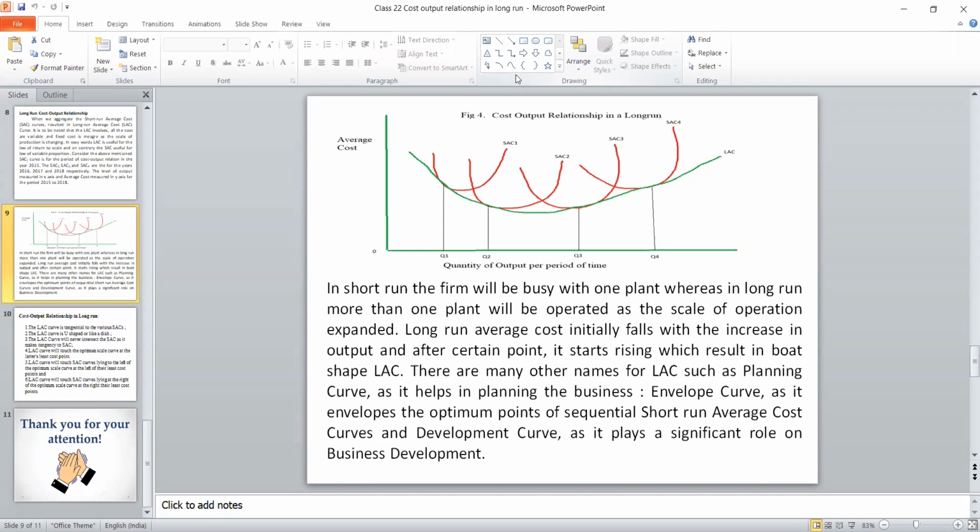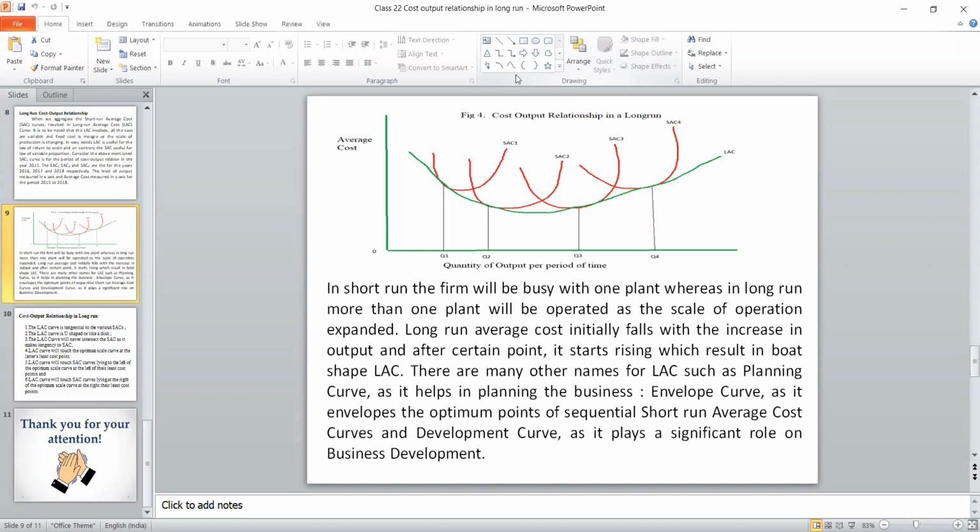This is for 2015. For 2017, one more curve, 18 one more curve, 19 one more. Suppose we draw the SAC curves in the same diagram, then we have to connect the optimum points which MC intersects. If we connect, that green line shows the long run average cost curve. It's nothing but the cost to output relationship in the long run.